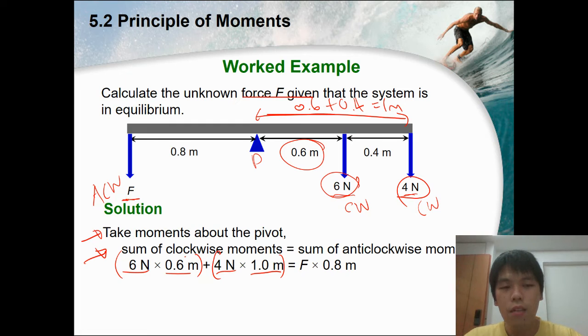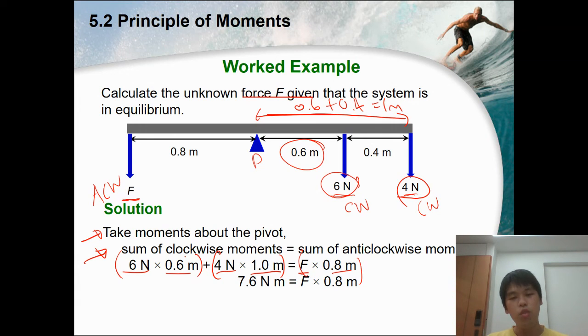Anti-clockwise is F, so we take the force F. Don't worry, we just put the letter F first. What is the perpendicular distance to the pivot? 0.8. Then we have an equation, very nice. All numbers, only one unknown F. Just do the math and punch into the calculator, you get F as 9.5 newtons. So you need a force of 9.5 newtons to balance this such that your seesaw will be balanced. Anything more, it will swing one way. Anything less, it will swing the other way.